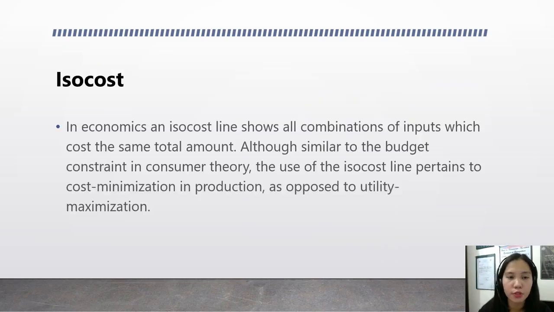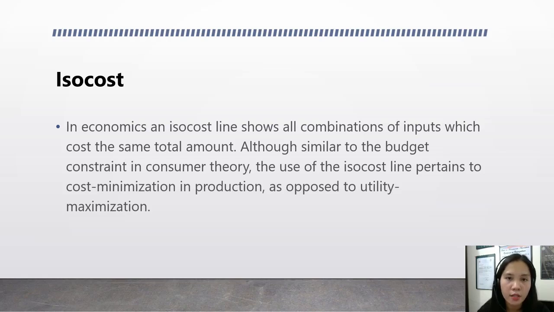So let's move to the isocost. First, let us define what isocost is. An isocost is a line that shows all the combinations of inputs which cost the same total amount. Although similar to the budget constraint in consumer theory, the isocost line pertains to cost minimization in production as opposed to utility maximization.